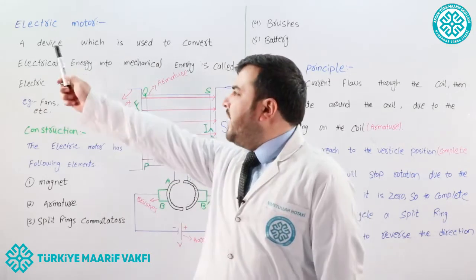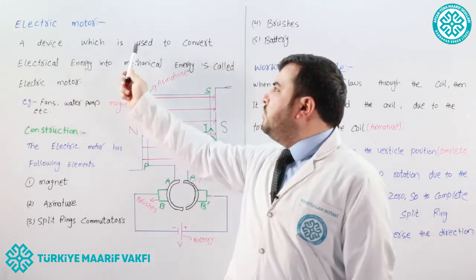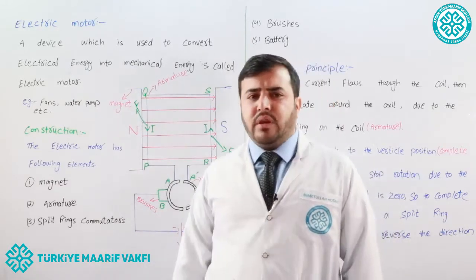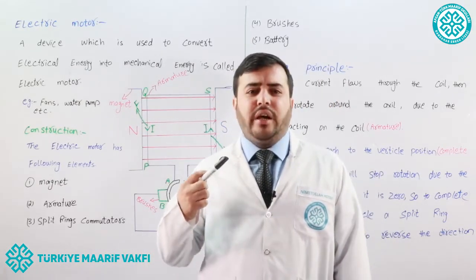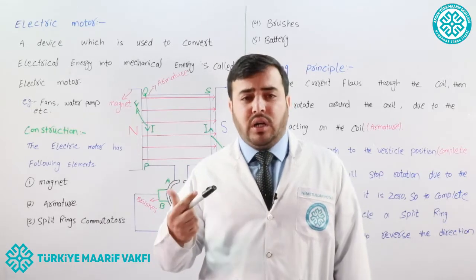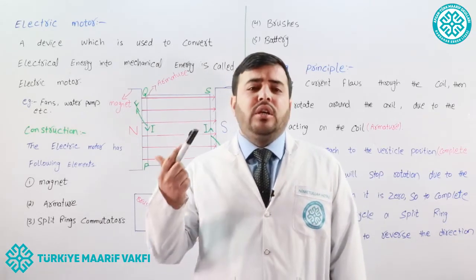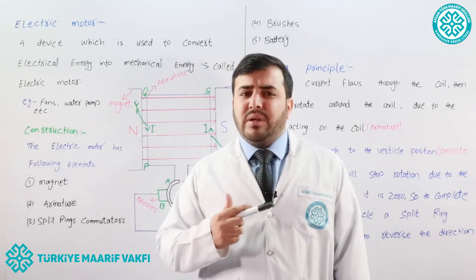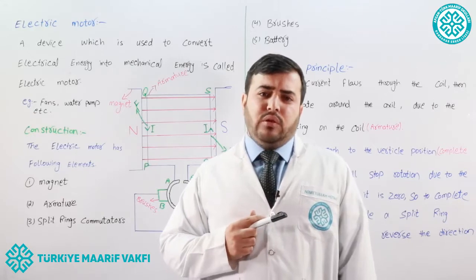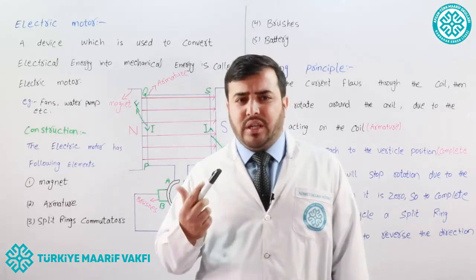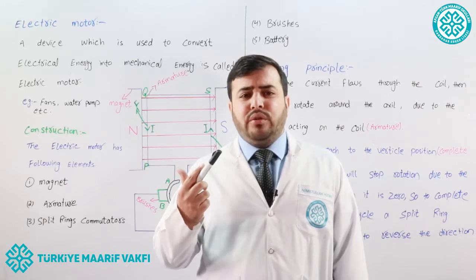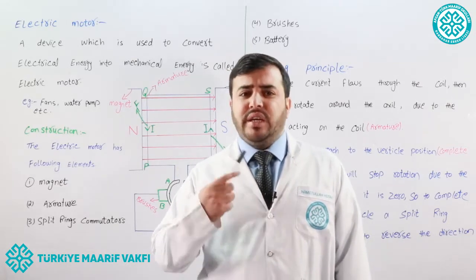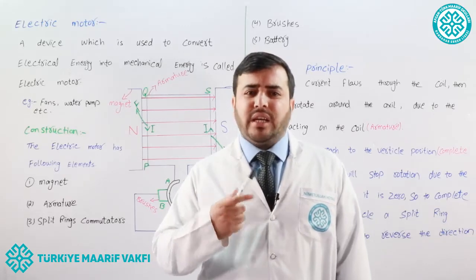Electric motor can be defined as a device which is used to convert electrical energy into mechanical energy. It has the ability to convert electrical energy into mechanical energy. For example, fans, the most commonly used example in our daily life. We provide electrical energy to the fan and it converts it into mechanical energy.